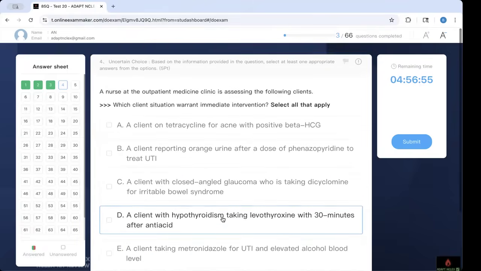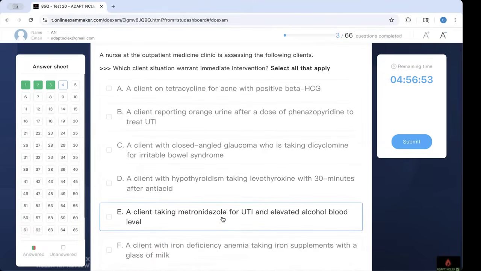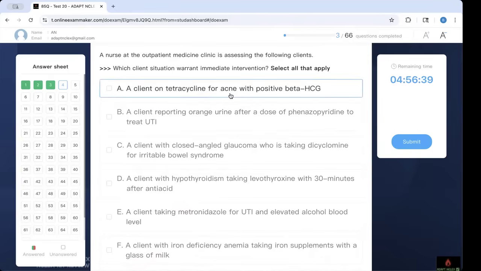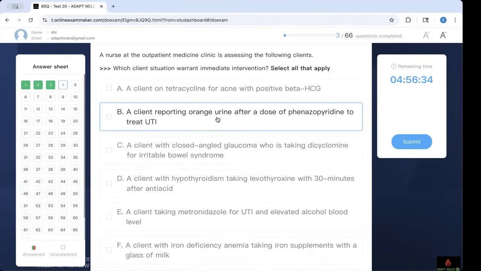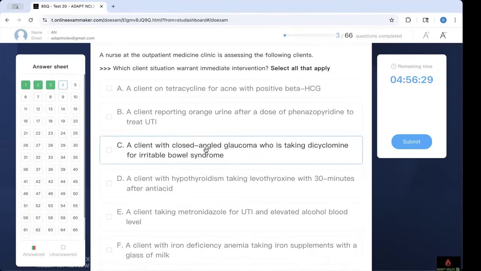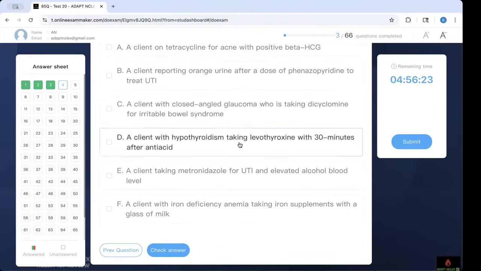That's the key. And this is at the outpatient clinic, the nurse is assessing the following clients. Which client situation warrants immediate intervention? Select and apply. This is pharmacology. Look at the situation. Which combination should worry you? Tetracycline for acne, and you have a positive pregnancy test. Reporting orange urine after taking phenazopyridine for UTI. Closed angle glaucoma, you're taking dicyclomine for irritable bowel syndrome. Hypothyroidism, you're taking levothyroxine and you're taking an antacid 30 minutes after taking the medication.